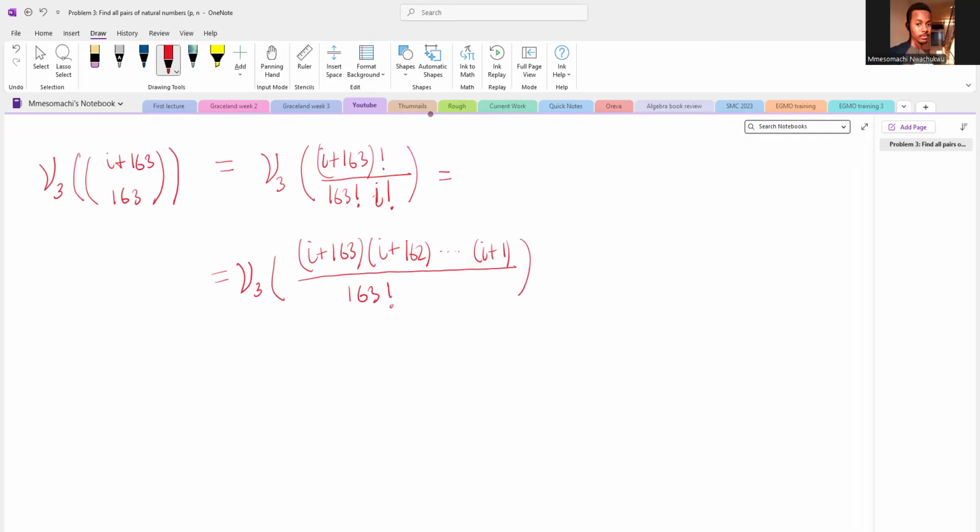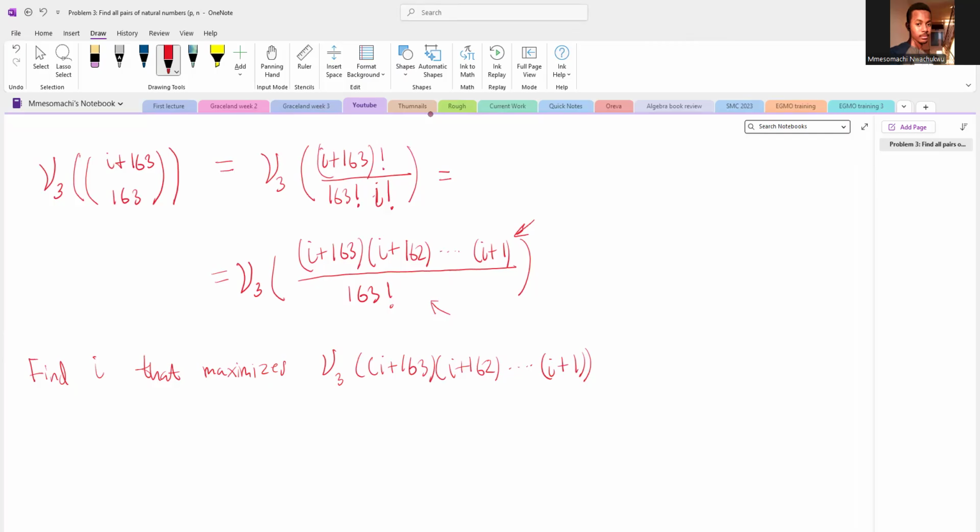Now we can just concentrate on the numerator, because the denominator does not have an i in it. So we want to maximize this numerator. We want to find the i that maximizes this.